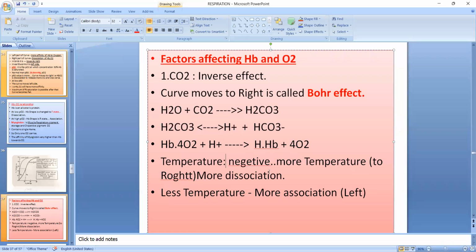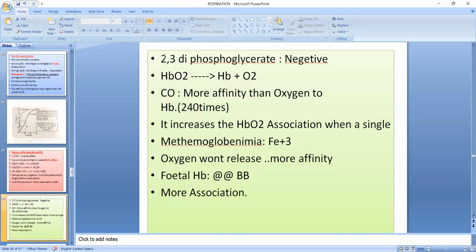ఓకే, రైట్. సో సేమ్ టెంపరేచర్ కూడా సేమ్ CO2 ఎఫెక్ట్. మోర్ టెంపరేచర్ మోర్ డిసోసియేషన్, లెస్ ఎఫెక్ట్. దట్స్ ఇట్. ఓకే, సో నెక్స్ట్ 2,3 diphosphoglycerate also same. Okay, more 2,3 diphosphoglycerate. What is this 2,3 diphosphoglycerate? It is an intermediate that is formed during the glycolysis. Okay, so whenever it is accumulated, Hb and O2 association is reduced and more O2 is released and more oxidation takes place.